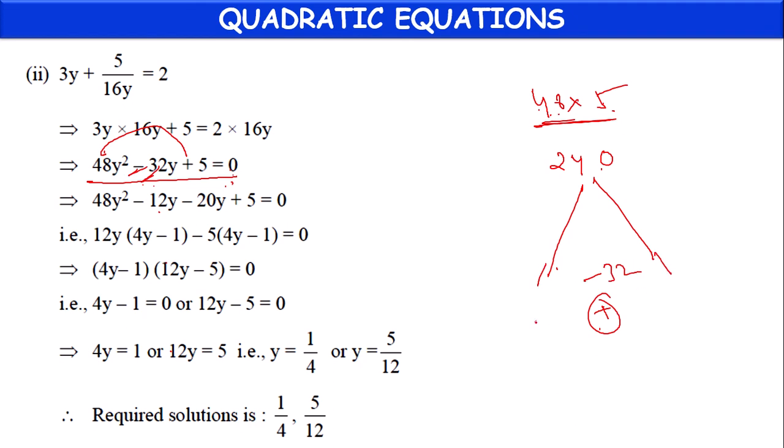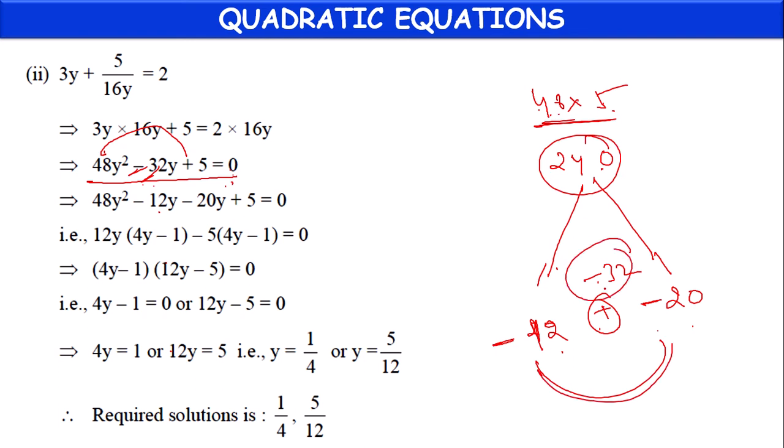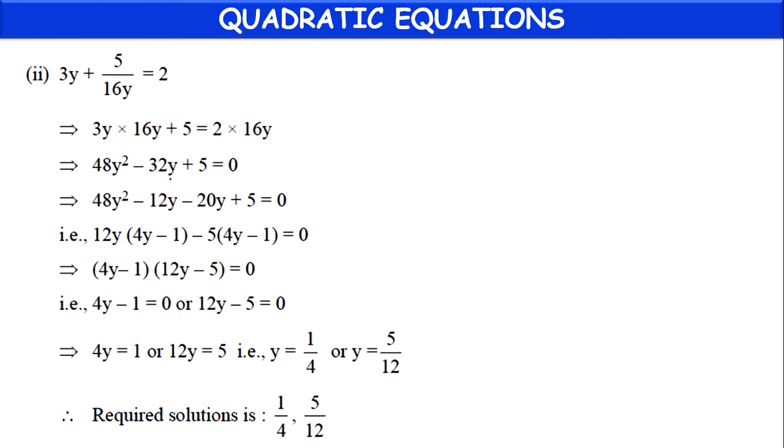So if you take 12 into 20, 240. But we need minus 32. So we can take minus 12 and minus 20. So the product will be plus 240, and the sum will be minus 32. So let's split the middle term minus 32y into minus 12y minus 20y.